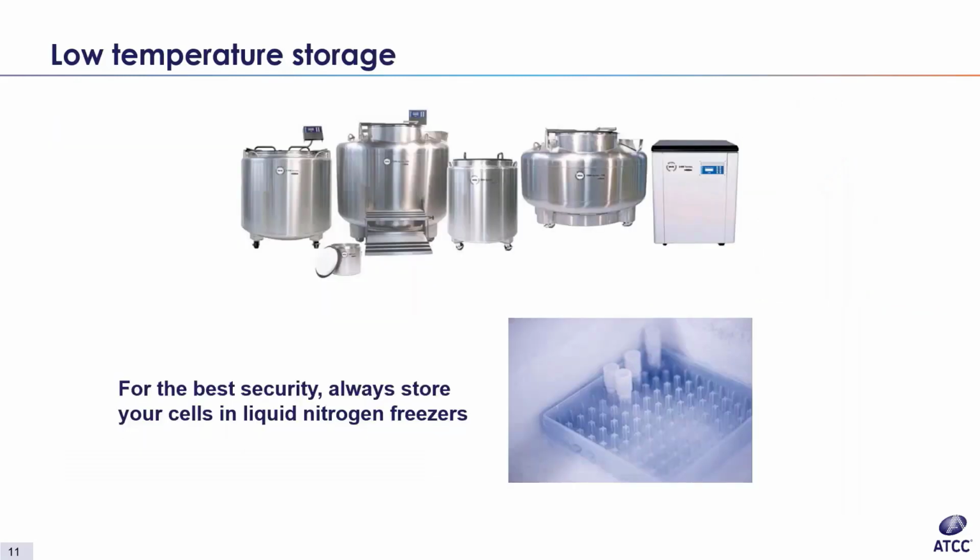So as I just stated, long-term storage of mammalian cells requires that cells be exposed to temperatures below minus 140 degrees Celsius. At these low temperatures, metabolic activity ceases, allowing for the preservation of cells for an indefinite period of time. For storing biological material at these low temperatures, it is highly advisable to use liquid nitrogen freezers.